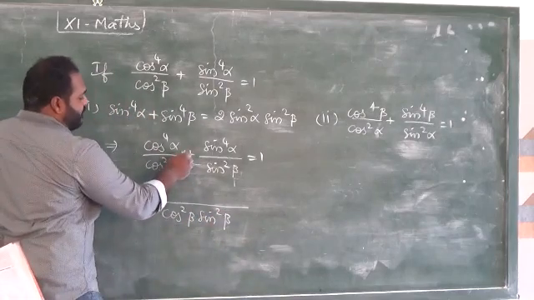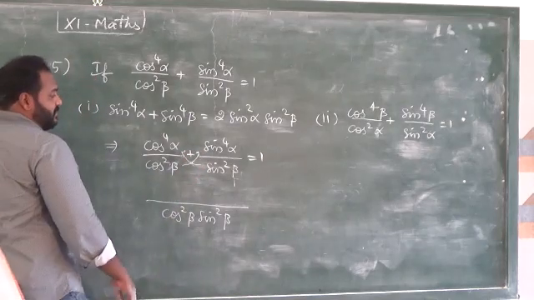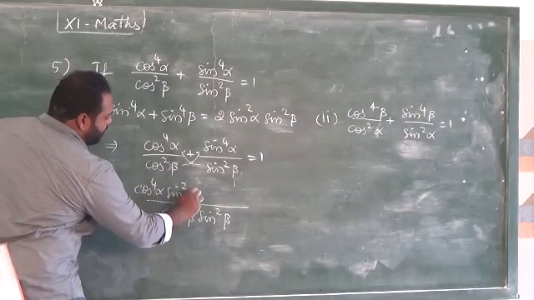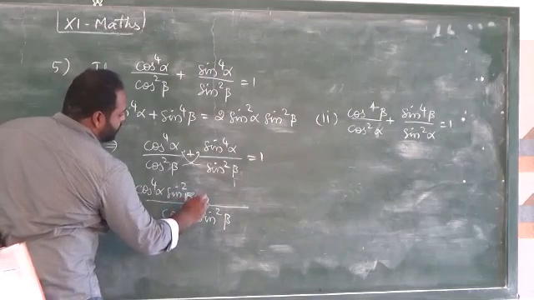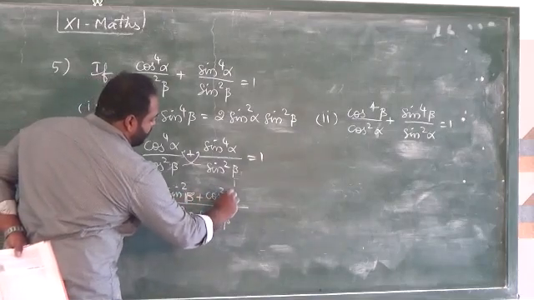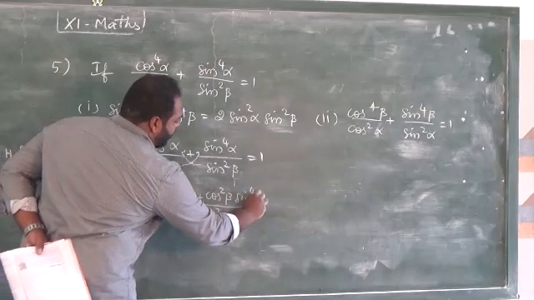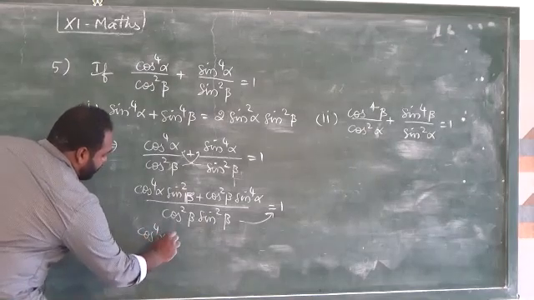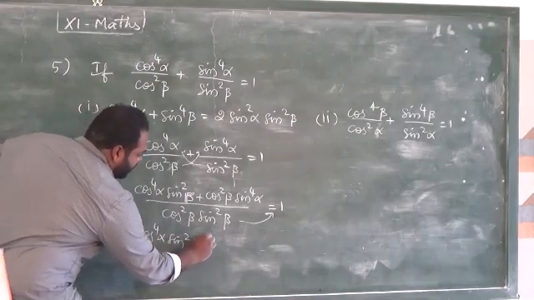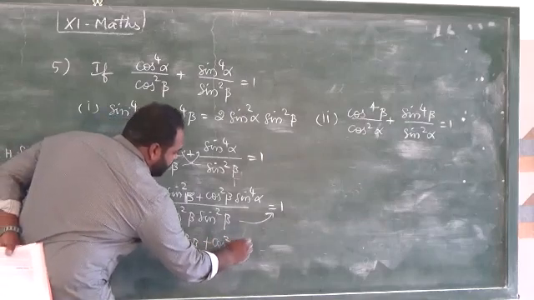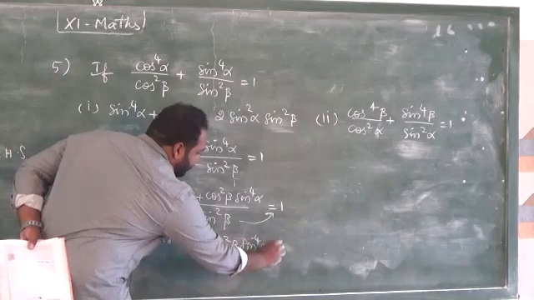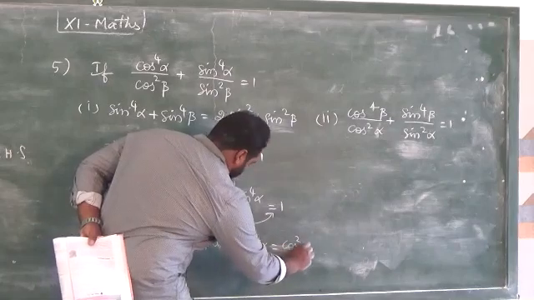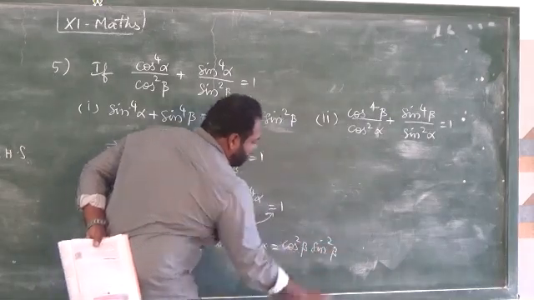So we have to cross multiply. We know already how to take the LCM for these particular terms. Here cos power 4 alpha into sin power 2 beta plus cos square beta into sin power 4 alpha equal to 1. Carry the denominator to this side. It is cos power 4 alpha sin power 2 beta plus cos power 2 beta sin power 4 alpha equal to 1 into the denominator, which will be cos square beta into sin square beta.